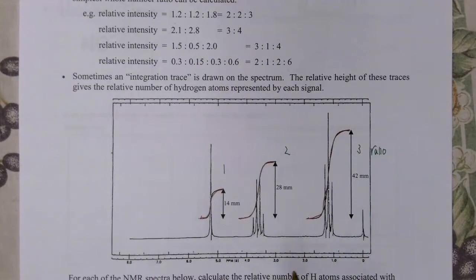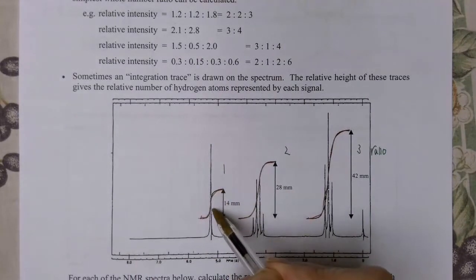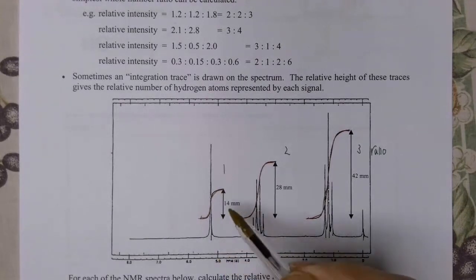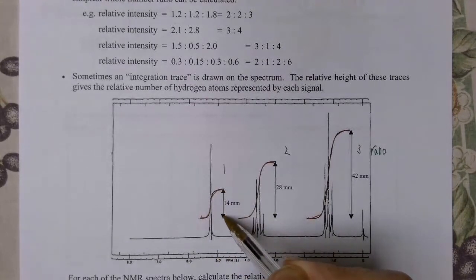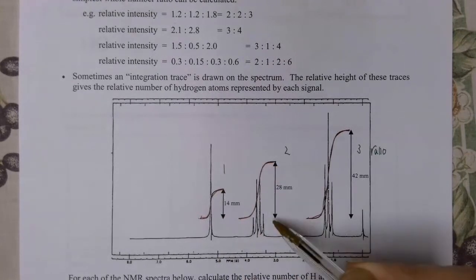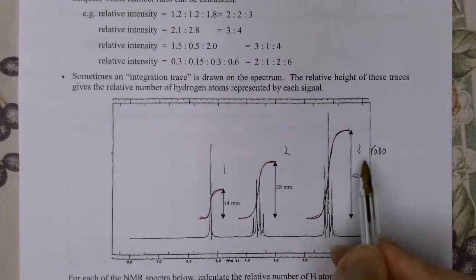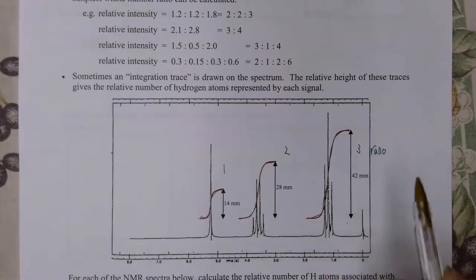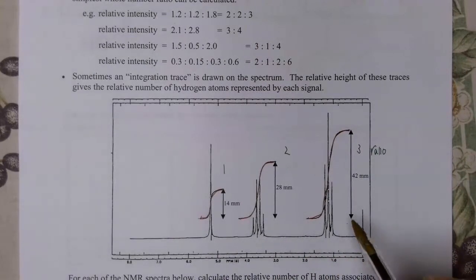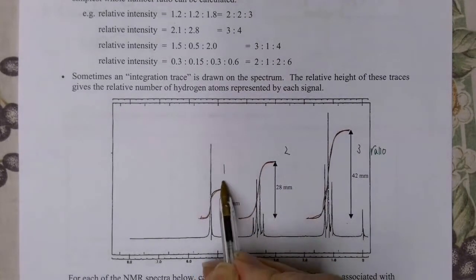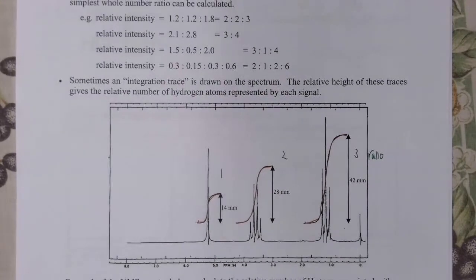The other way of showing them is using this. This is what we call an integration trace, because we're measuring the area under the curve. And if we measure the height of these lines, I get 14 to 28 to 42. So that would be in a 1 to 2 to 3 ratio. Again, it doesn't mean I've got that number of hydrogens. They could be 2, 4, 6, but they will be in that ratio.